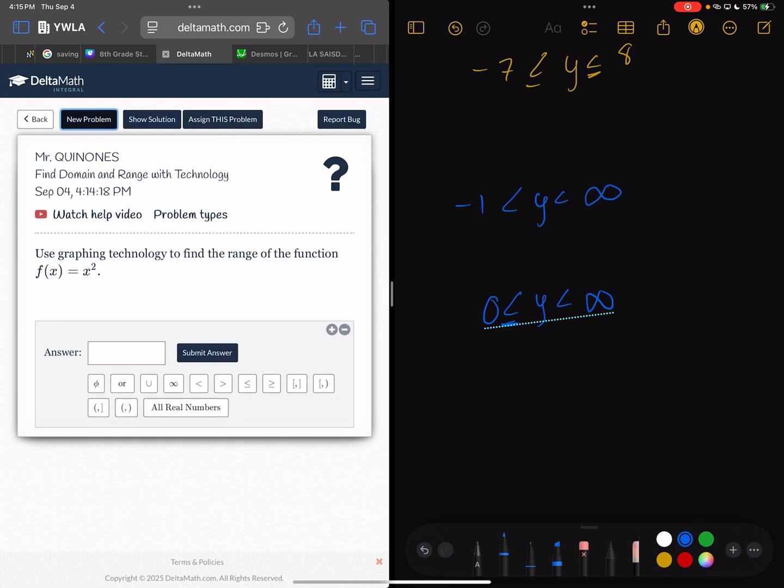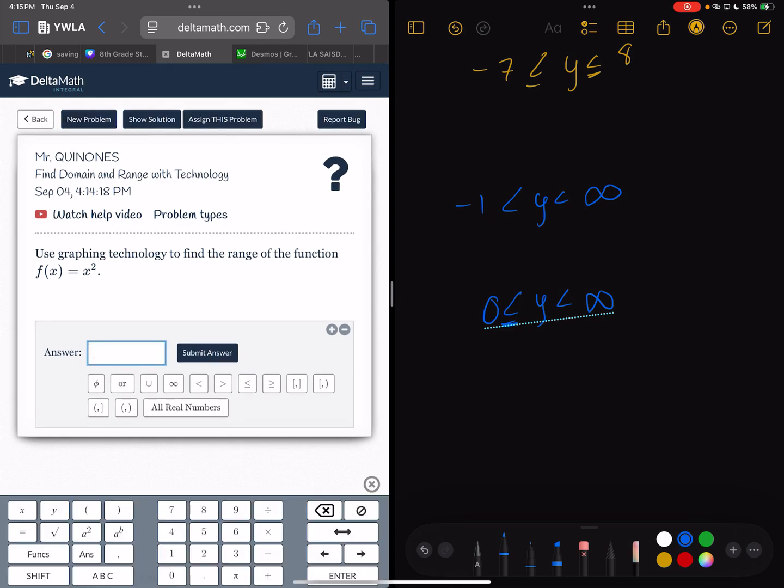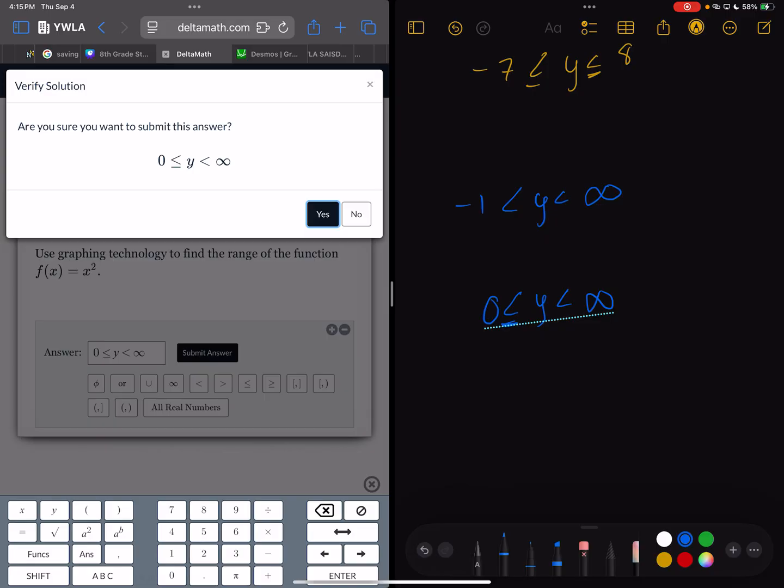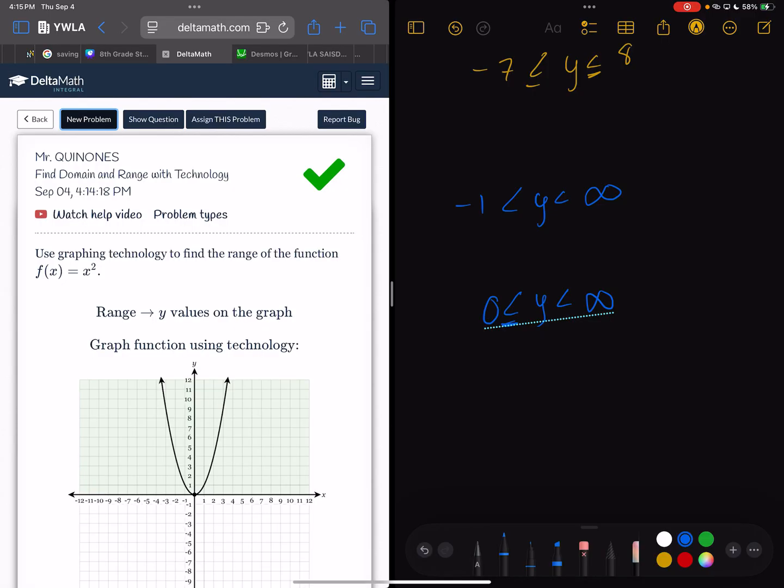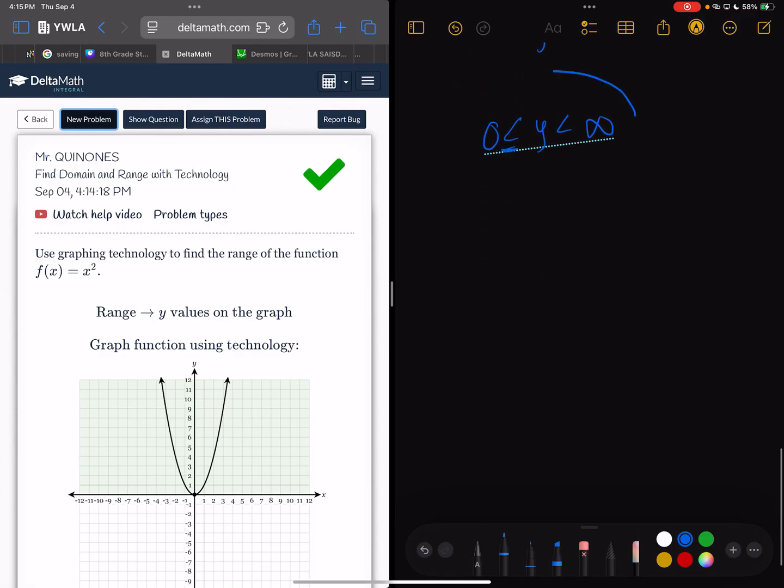So my solution, 0 less than or equal to y less than infinity. Now, there's another way that we could say this. If I didn't want to type that all in, I could also say that all my y values are greater than or equal to 0.